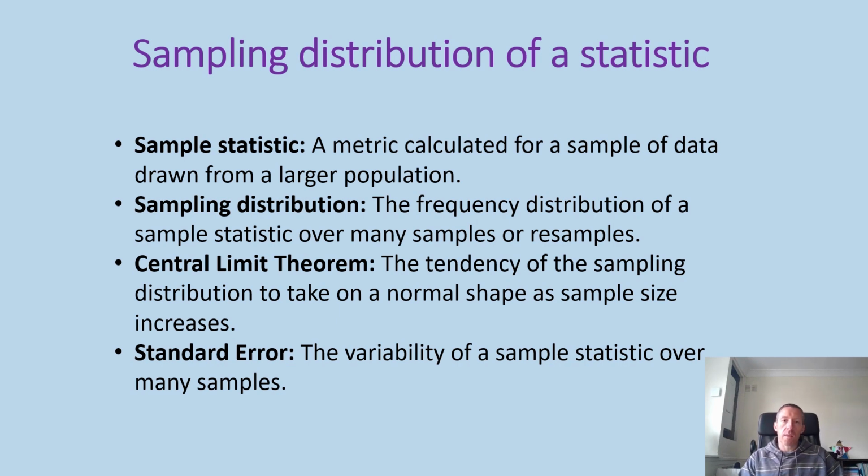The central limit theorem is a useful theorem. It's the tendency of the sampling distribution to take on the normal shape as sample size increases. What that means is, if we take means drawn from multiple samples and we plot their distribution, the distribution will resemble a bell-shaped curve, even if the source population is not normally distributed. That happens if we have a sample size that's large enough and the data don't depart from normality too much.